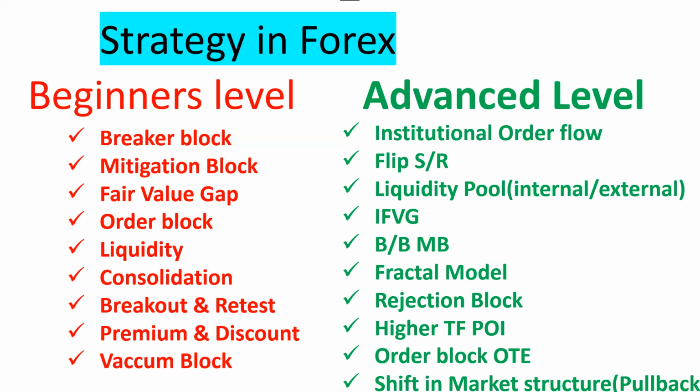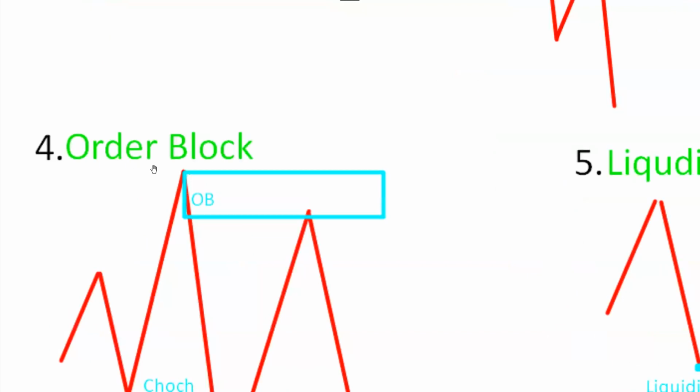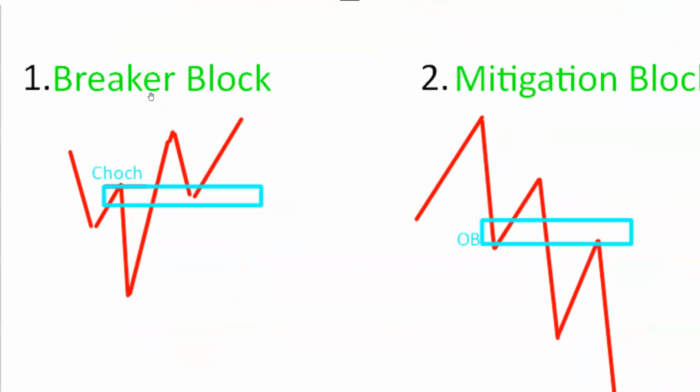Then market structure is there. Then breakout and fractal model, then rejection block, then we have higher time frame POI and order block, optimal trade entry and shift in market structure. We have pullback, and those things. Let us see what the beginner concepts are. Here you can see a few of the beginner level ones. We'll go one by one and see what each is.